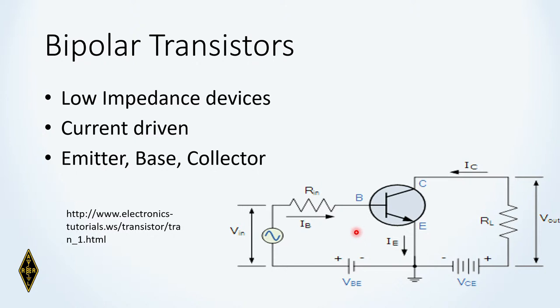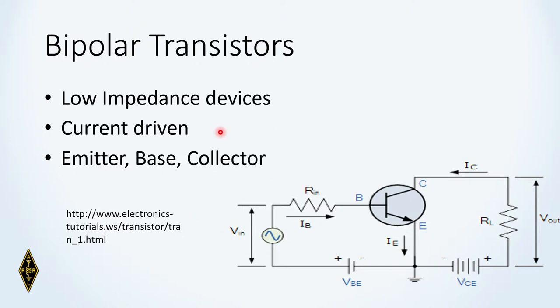Bipolar transistors, as you might remember from the technician class and general class, have a base, a collector, and emitter lead. This is what we would call a common emitter configuration. The emitter of the transistor is connected to ground. That's what it means, common emitter.